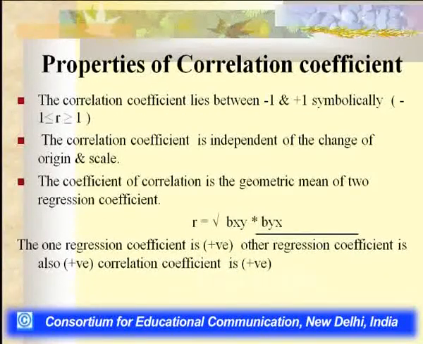Now coming on to the properties of the correlation coefficient. The correlation coefficient lies between -1 and +1, symbolically -1 ≤ r ≤ 1. These are the two extremes of the coefficient of correlation. The correlation coefficient is independent of change of origin and scale. The coefficient of correlation is the geometric mean of two regression coefficients, r = √(bxy × byx). One regression coefficient is positive, the other regression coefficient is negative.